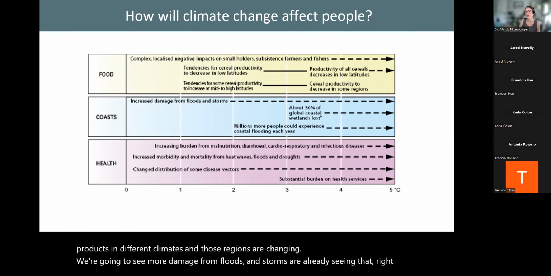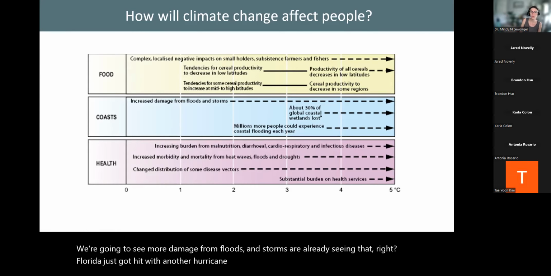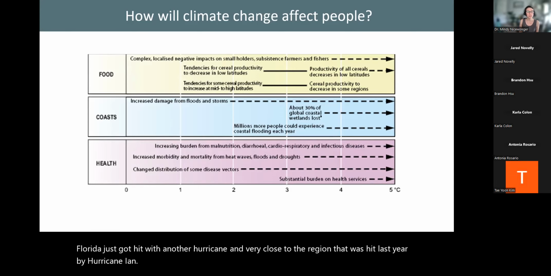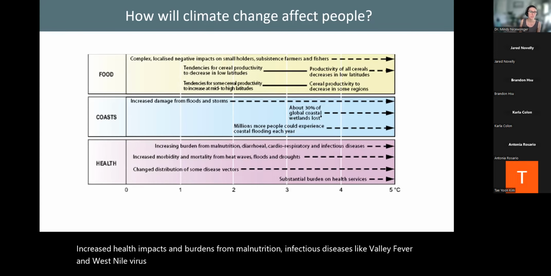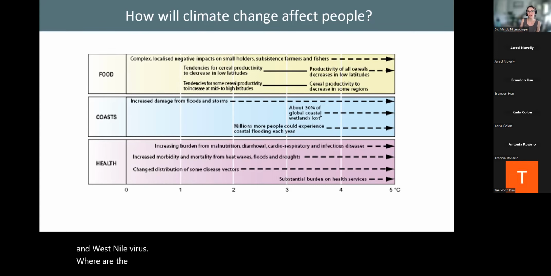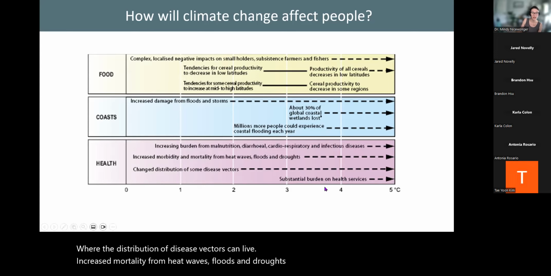Florida just got hit with another hurricane, very close to the region that was hit last year by Hurricane Ian. Increased health impacts and burdens from malnutrition, infectious diseases like valley fever and West Nile virus, where the distribution of disease vectors can live, increased mortality from heat waves, floods, and droughts. And that puts a burden on our health services, especially in a country that doesn't have equal access to healthcare.